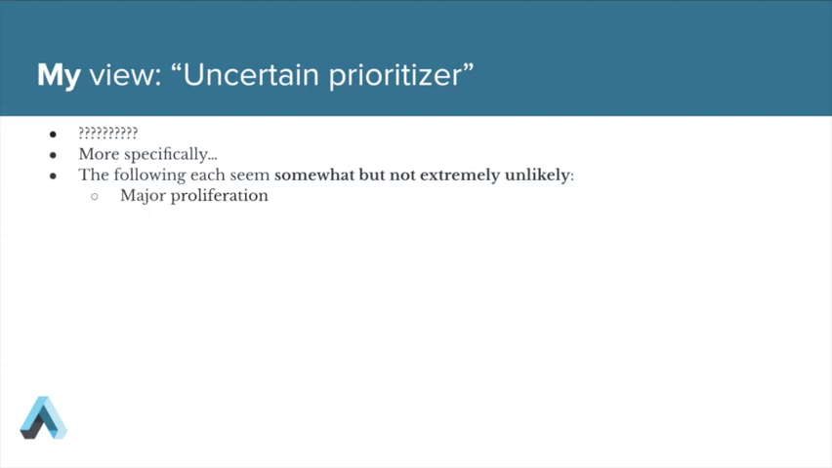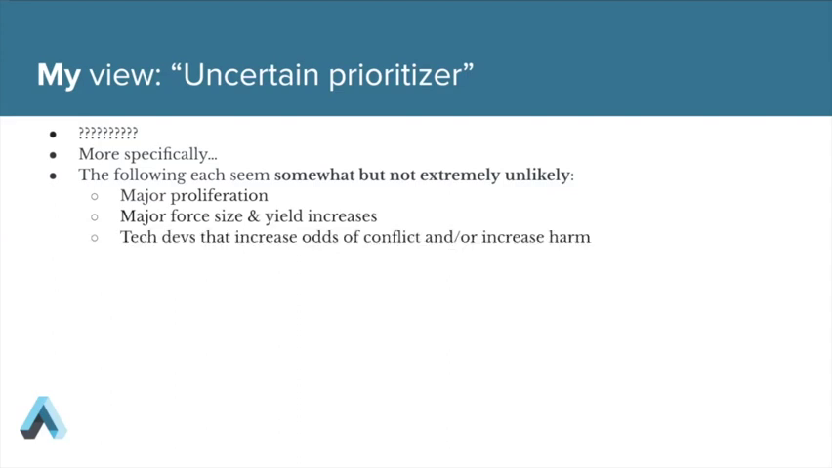Major proliferation. Many more states could develop nuclear weapons. Unlikely, but not extremely so. Major force size increases and also yield increases. So yield is the explosive yield of the bombs. More yield means more civilians can die immediately, and also more smoke can be produced by the explosion.